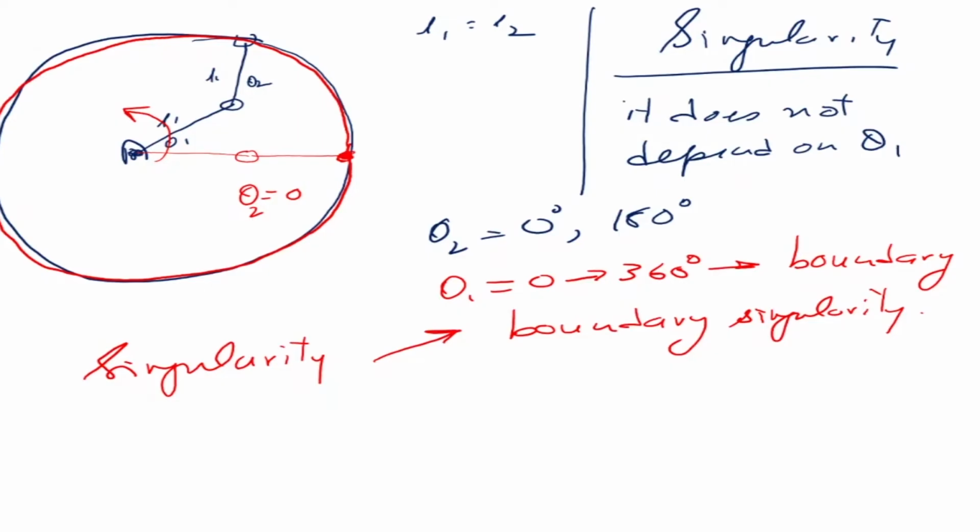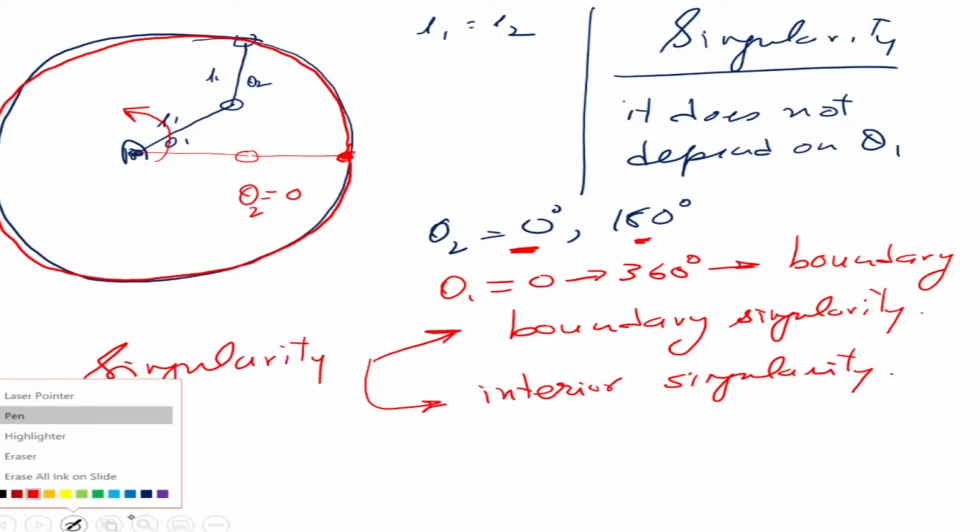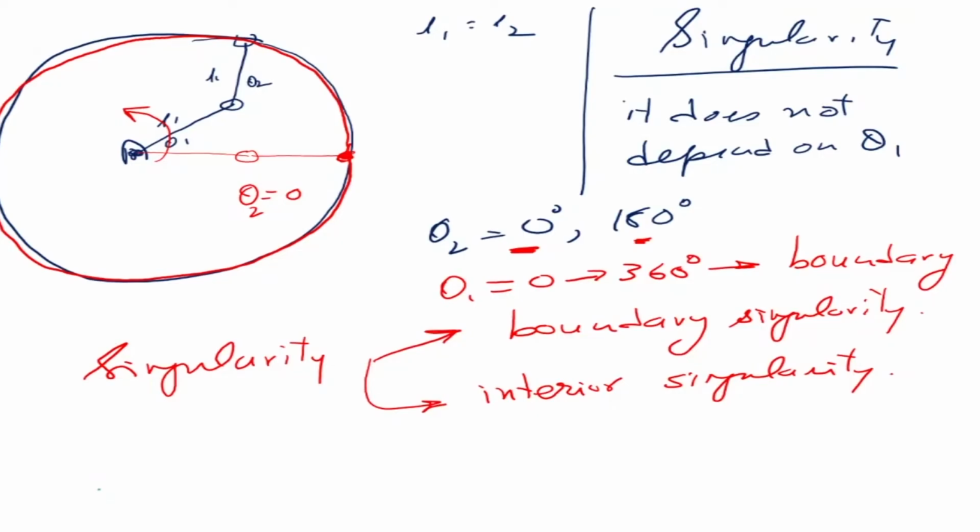The other is the inside workspace singularity, which is also called the interior singularity. Now, interior singularity would be inside. In this particular case, we have seen theta 2 equal to 0. Let's look at theta 2 equal to 180. What happens at 180 is that the manipulator is fully folded and it comes here, so it's a point there, if L1 is equal to L2.